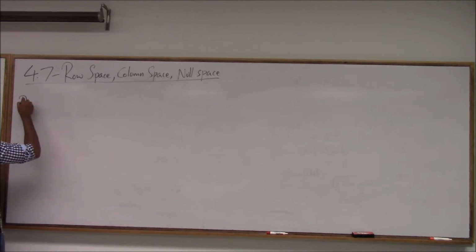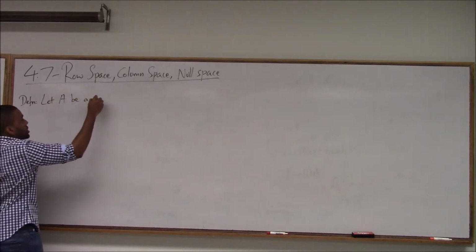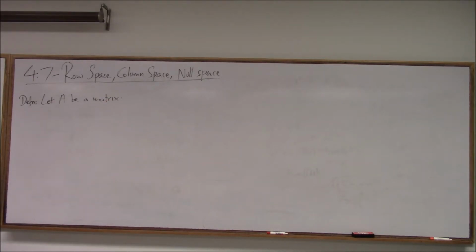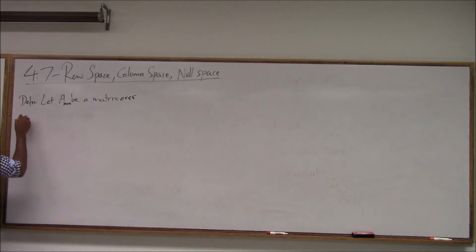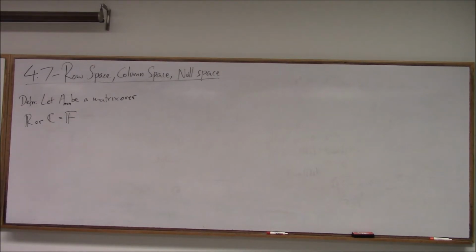So let's do a definition. Let A be a matrix. Let's define it to be n by n. Later on, I'm going to tell you about some things that only work for square matrices, but for now, let's do it. A matrix over R or C. And remember, I can write that as F if I want to say R or C.